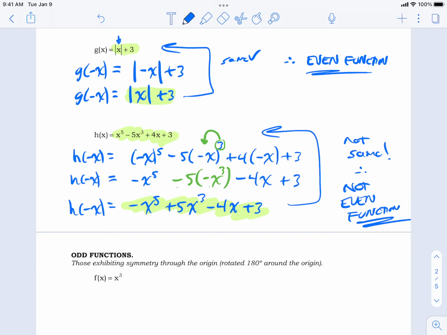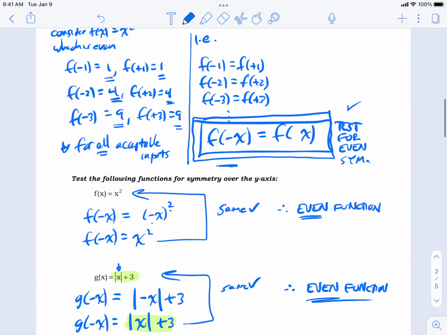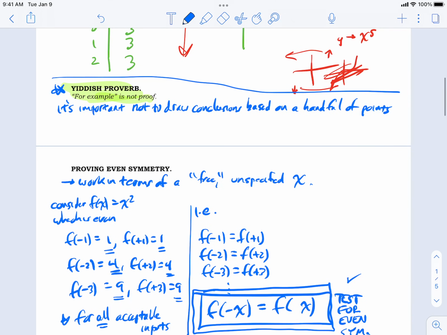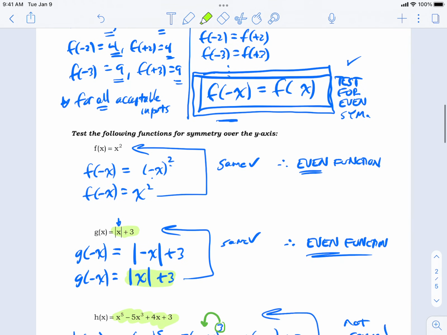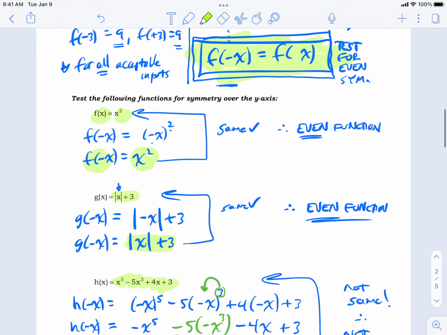Okay, so the moral of this story, going back to the Yiddish proverb, for example is not proof. If you want to prove that it's an even function, you can't just use a few numbers and say, yeah, it worked. It doesn't work that way. You have to use this official test for symmetry. You work in terms of a plus x and minus x. If f of negative x comes out to be the same as what f of x was, then you have proven that it's an even function because you haven't said what x is.